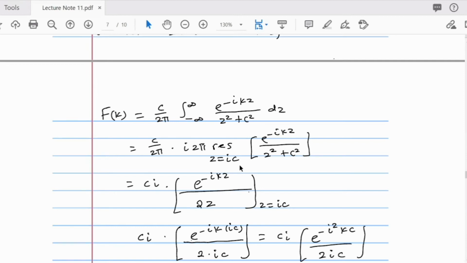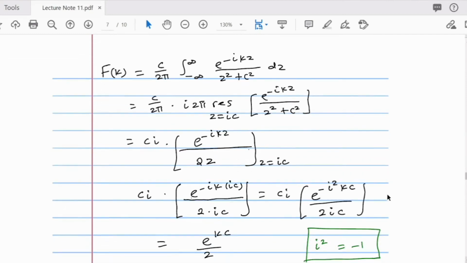But only z equals ic is in the upper half plane. So you compute at z equals ic. What to do is just differentiate z squared, which is 2z, then put z equals ic. Anywhere you see z here, replace this z with ic, and replace this z with ic. Then this is what we're going to get.